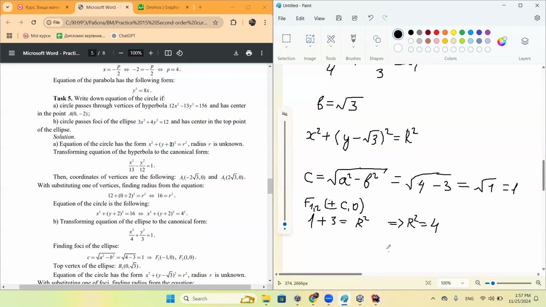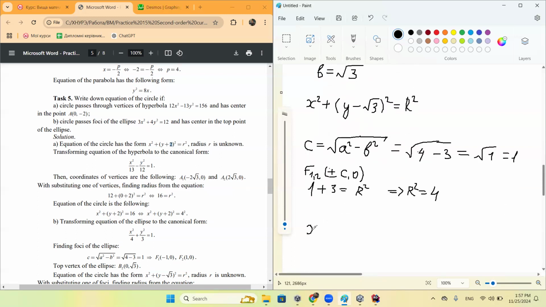And let's write down the equation. So x in power of 2 plus y minus square root of 3 in power of 2 equals 4. This is the equation of the circle. Any questions for now?